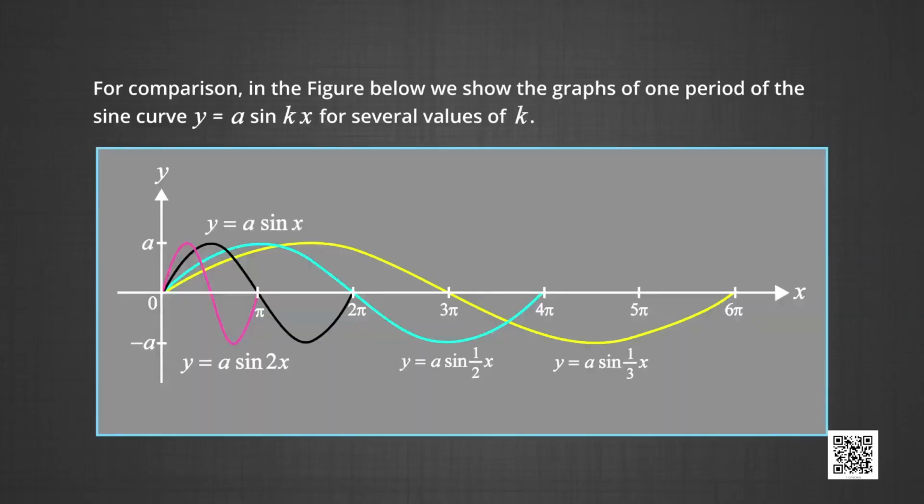For comparison, we will draw the graphs of 4 different functions on the same sheet. The black line represents the graph of the function y = a sin x. The pink line represents the graph of the function y = a sin 2x. The blue line represents the graph of the function y = a sin of half x, and the yellow line represents the graph of the function a sin 1 by 3 x. So, we can compare these 4 graphs with each other on the same graph paper.